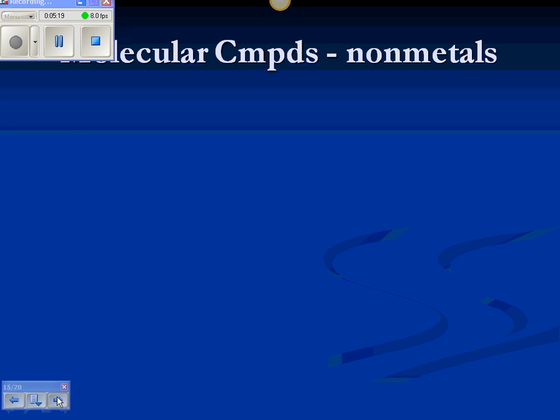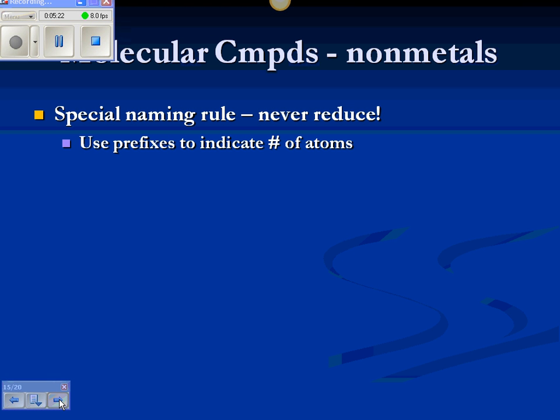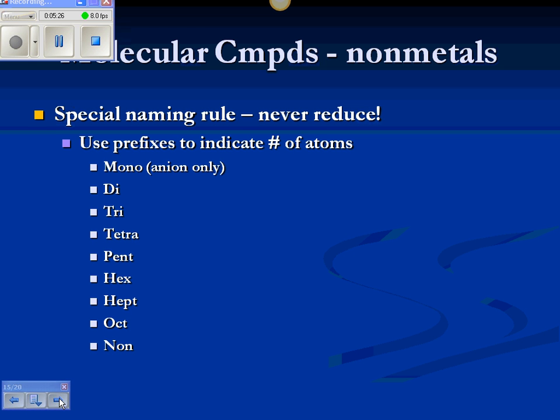Now, molecular naming. Molecular compounds, we never reduce anything. We just use these prefixes we talked about, and we had some examples that we talked about in class. So I see nothing but nonmetals stuck together, so I simply name it. I have 2 sulfur, so I would call this disulfur.